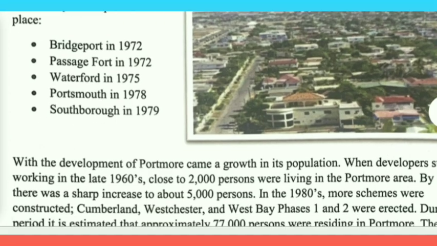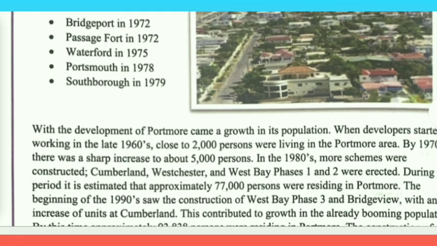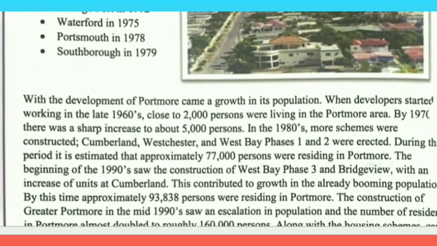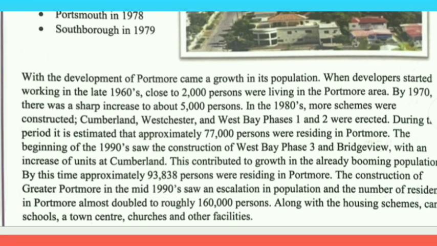Let's continue reading. With the development of Portmore came a growth in its population. When developers started working in the late 1960s, close to 2,000 persons were living in the Portmore area. By 1970, there was a sharp increase to about 5,000 persons. In the 1980s, more schemes were constructed. Cumberland, Westchester, and West Bay phases 1 and 2 were created. During this period, it is estimated that approximately 77,000 persons were residing in Portmore.